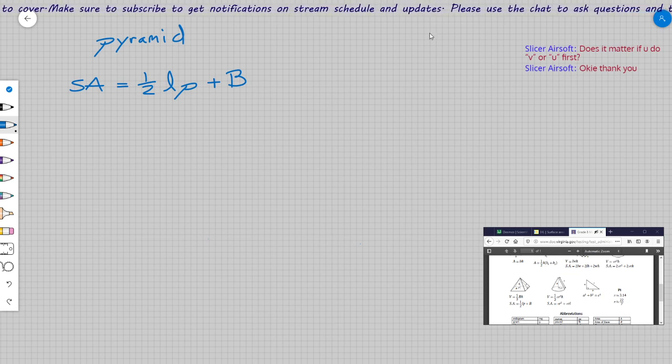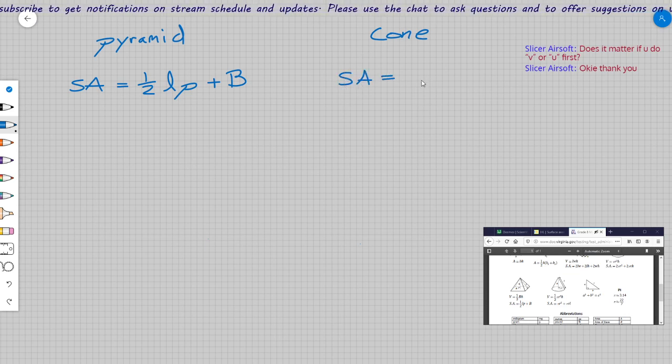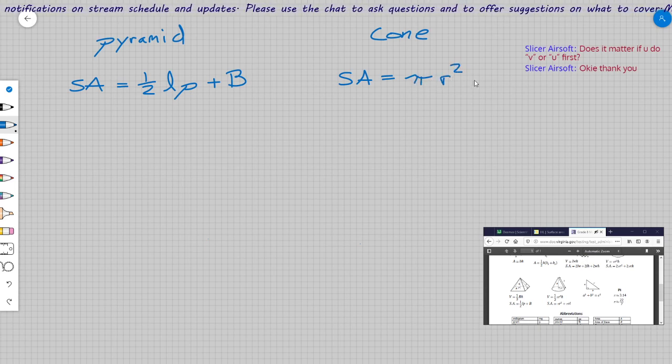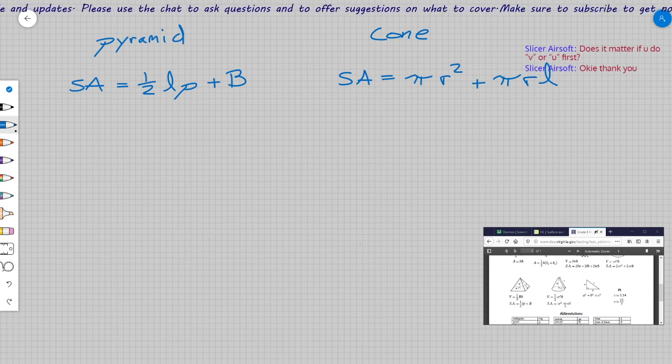For a cone, the surface area is pi r squared plus pi r L, and again that L is the side length, the slant length along the cone, that edge.